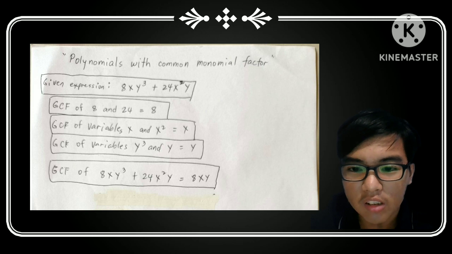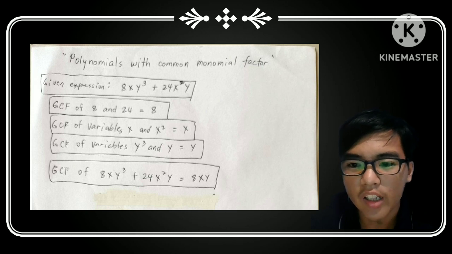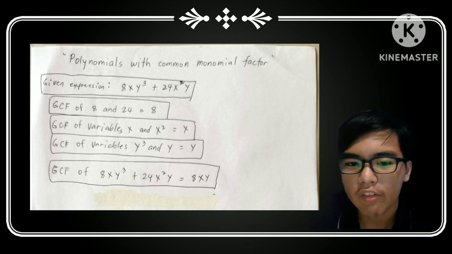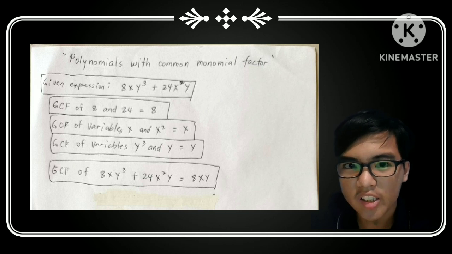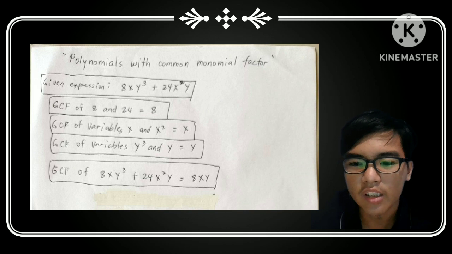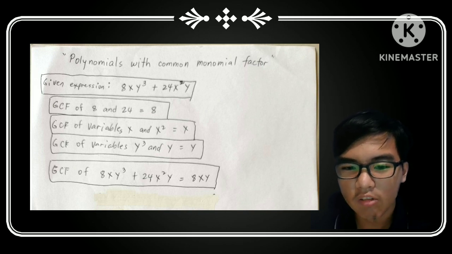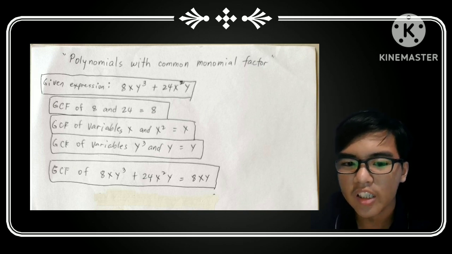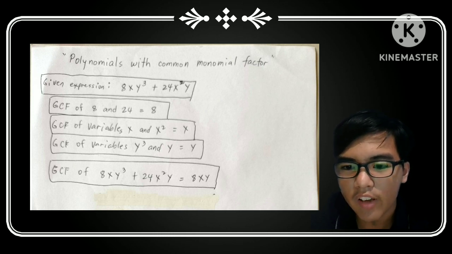In this given expression, we have 8xy cubed plus 24x squared y. First, you need to get the GCF between the coefficients 8 and 24. As you can see, their greatest common factor is equal to 8. And for the variables, you will compare first the variable x and x squared. The variable with the least exponent will be the GCF. So here, the GCF of x and x squared is the variable x.